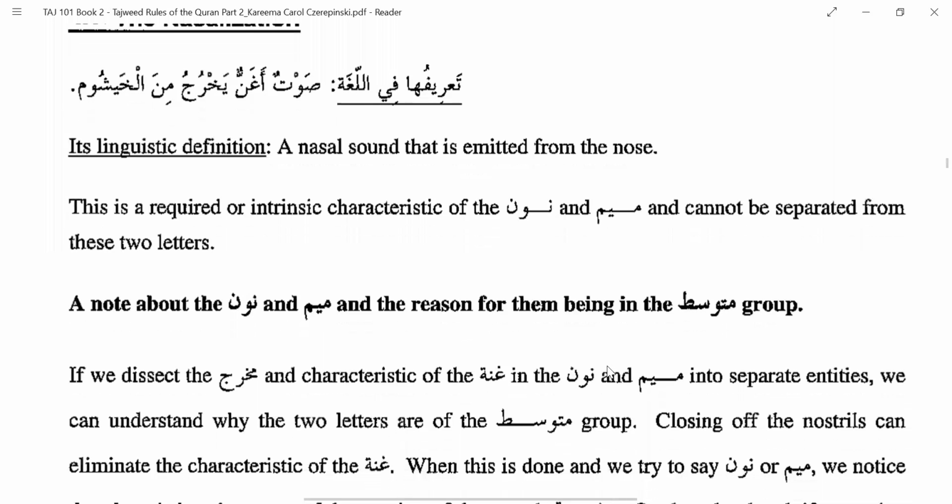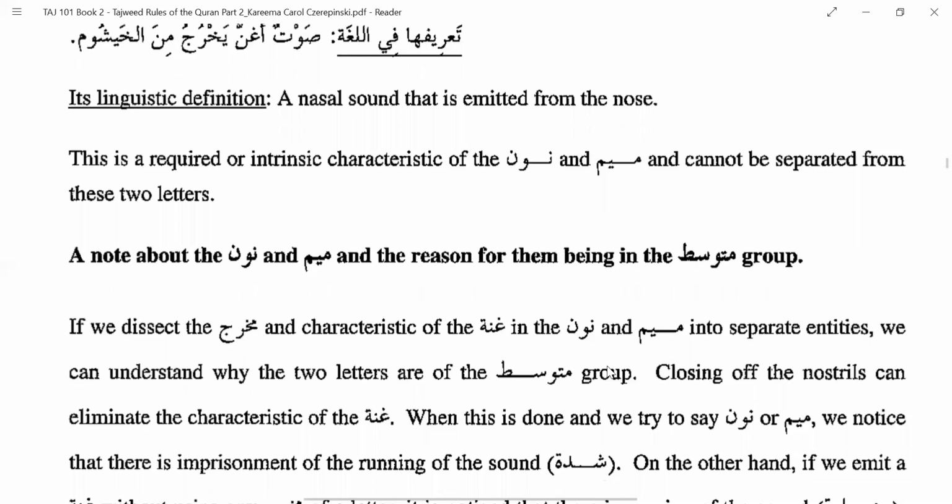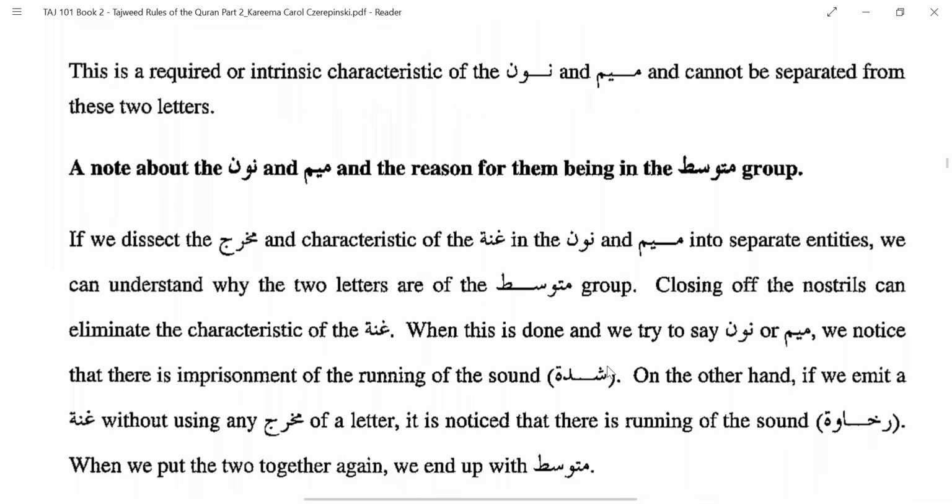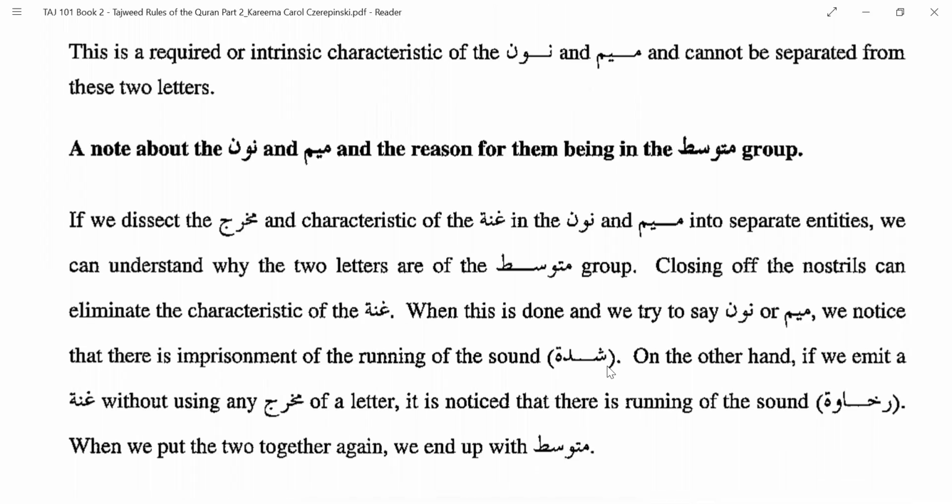Now, we saw why lam and ra were in the middle, tawassut. So let us also see why noon and meme are in the mutawassit group. If we dissect the makhraj and the characteristic of the ghunna in noon and meme into separate entities, then we can understand why they are in the mutawassit group. When you close off the nostrils, you can eliminate the ghunna. When I close my nose and say it, the ghunna sound is gone. But when this is done and we try to say noon or meme, we notice there is imprisonment of the running of the sound, which is shidda.